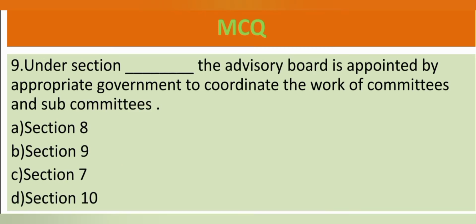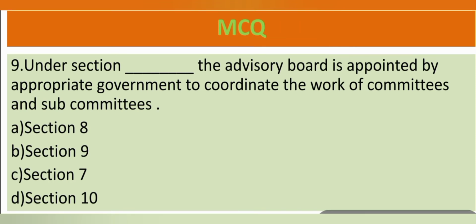Now come to question number 9. Under which section is the advisory board appointed by the appropriate government to coordinate the work of committees and subcommittees? The correct section is section 7. Under section 7, the advisory board is constituted and appointed by the appropriate government, especially to coordinate the work of committees and subcommittees. So the correct option is option C, section 7.